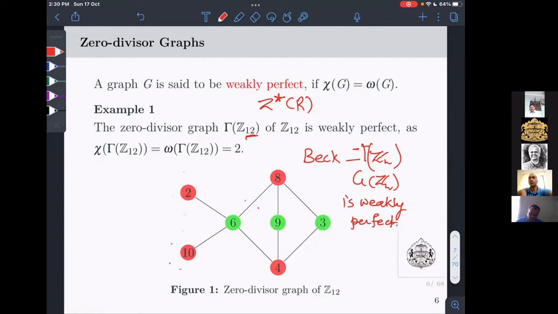And what is the chromatic number and clique number? That completely depends on the prime power factorization of n. So you have to do the prime power factorization, then look at the powers, and collect the even and odd distinction. I will not go into that detail, but there is an exact formula to calculate the number of colors which are required to color the graph.